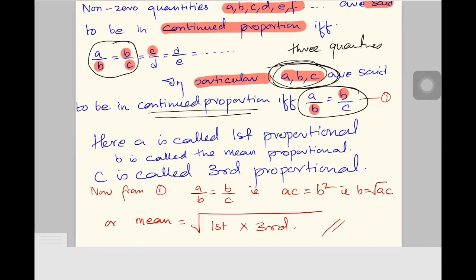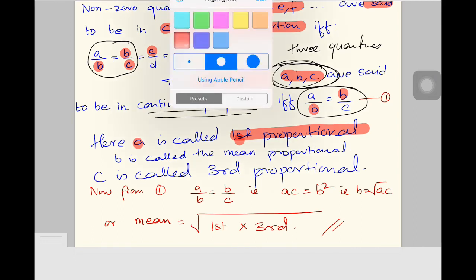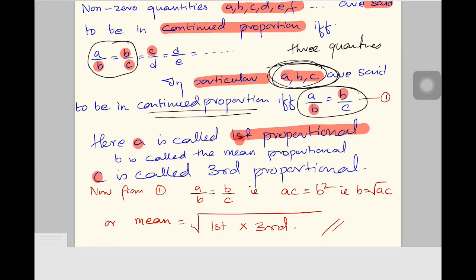Now finally let's come to the last few lines here. What is this A called? A is called the first proportional. As you know, in the previous one also it was called the first one. But there are only three quantities here. So what is C called? C is called the third proportional. So we have A called the first one and C called the third one. But what about B? There is a special name for B as well. What is B called, everyone? B is called the mean proportional. So the middle one is called mean.